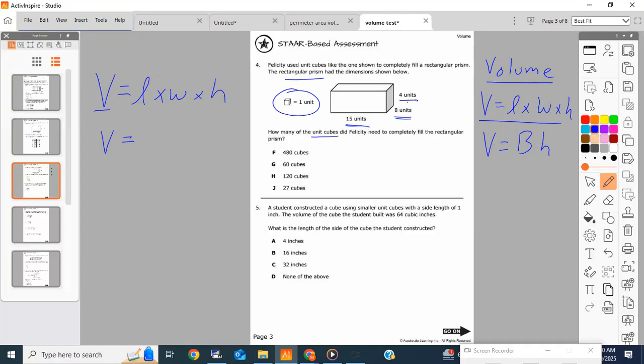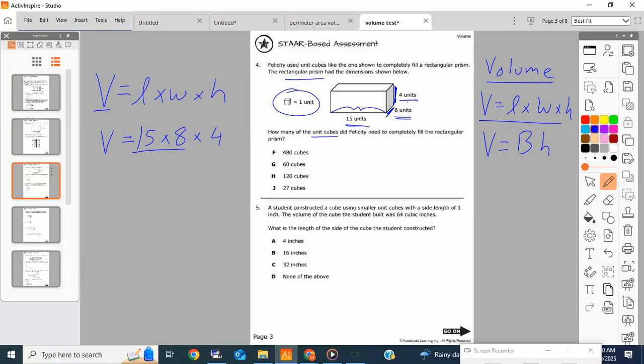So do I know the length of this rectangular prism? Well, the length is this one right here, and it's 15 units. So I'm going to put 15 in there. Do I know the width? Yes, the width is right here. It's these 8 units. So I put in the 8. And then the height, do I know the height? Yeah, it's 4 units tall. So I need to multiply 15 times 8 times 4. We're going to do the multiplication in order from left to right.